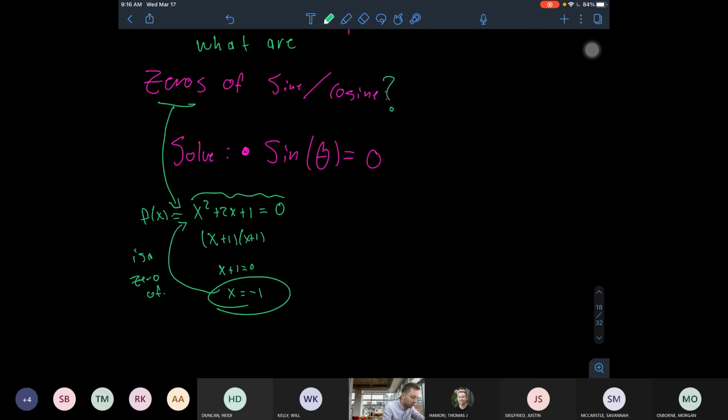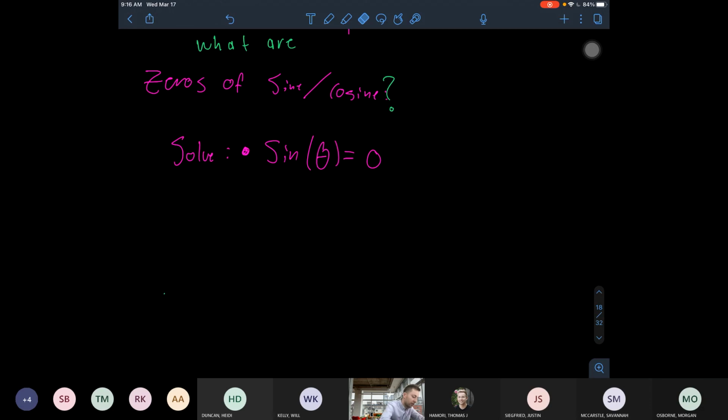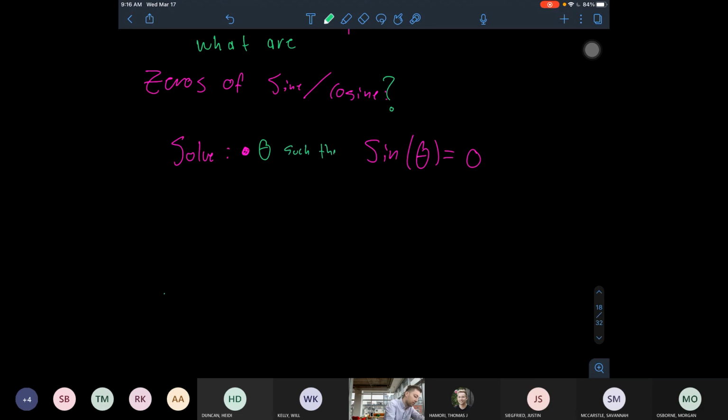And sine is just another function. It's not a quadratic function, but it is a function, and it does have zeros. In our case, the zeros are the values of theta which cause the function to equal zero when we plug them in. So we want to solve for theta such that sine of theta is equal to zero.